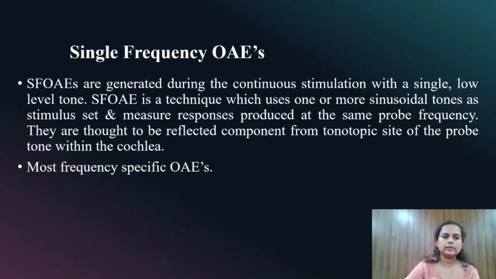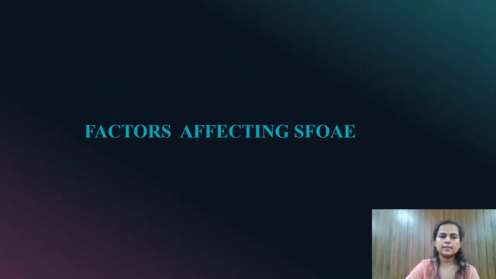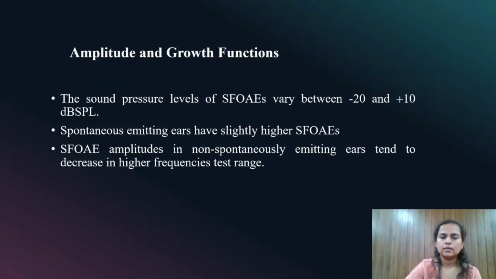The factors affecting SFOAE: amplitude and growth function. The sound pressure levels of SFOAEs vary between -20 and +10 dB SPL, and spontaneously emitting ears have slightly higher SFOAEs. SFOAE amplitudes in non-spontaneously emitting ears tend to decrease in the higher frequency test range.